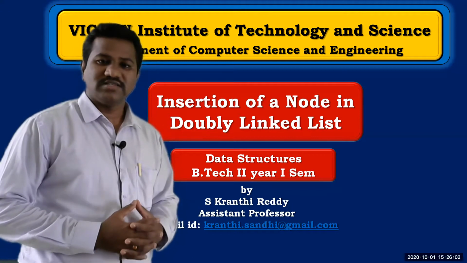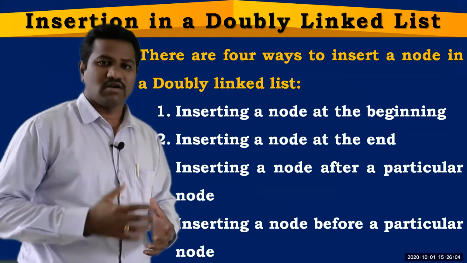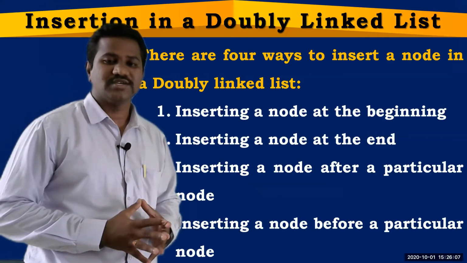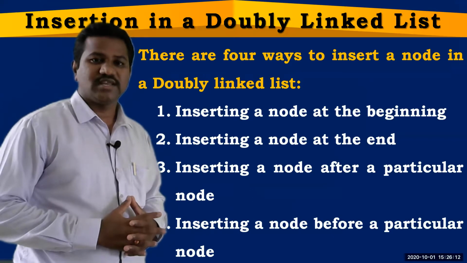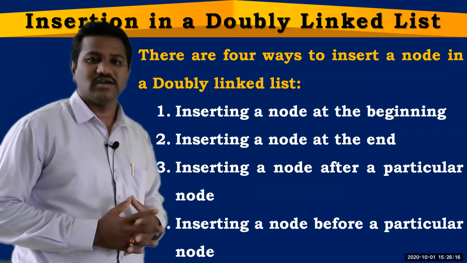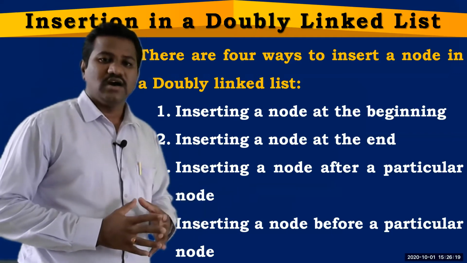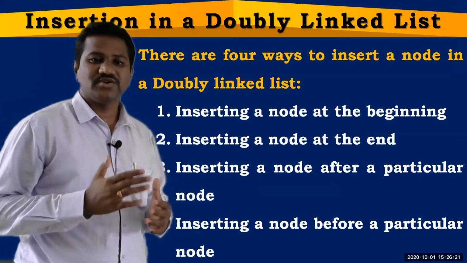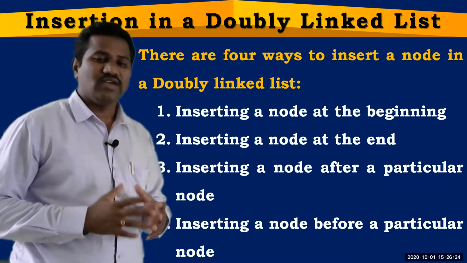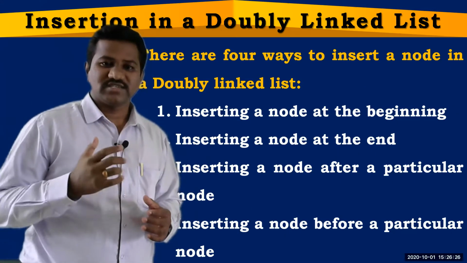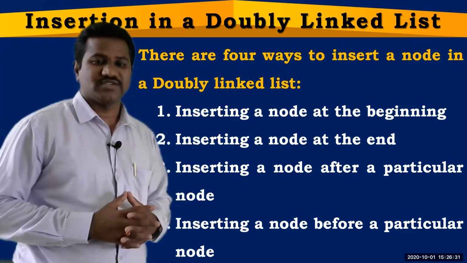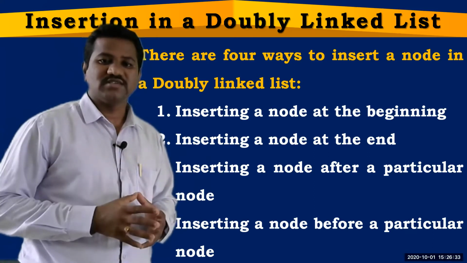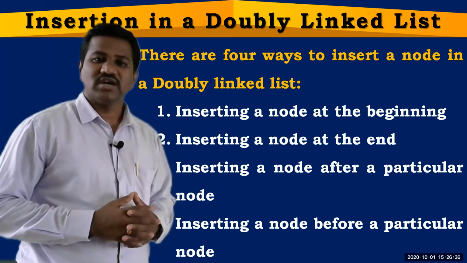So insertion operation, not only in double linked list but also in single linked list, we can perform in four ways: inserting a node at beginning, inserting a node at end, inserting a node after a particular node, and inserting a node before a particular node. We divided insertion operation into four sub operations in order to make you understand the concept clearly. And these four sub operations in your program are represented by using four functions.